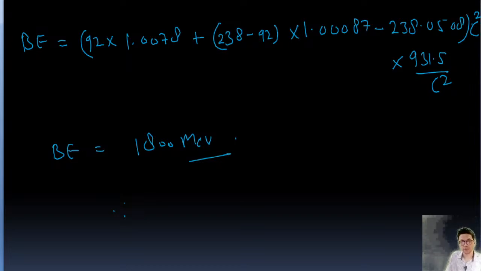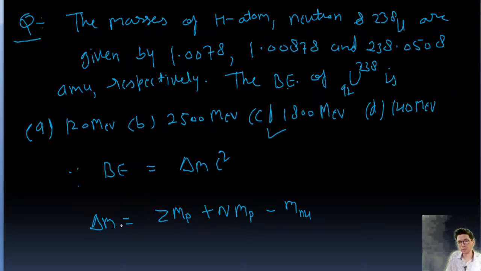I hope you have understood. Very simple question, right? We just need to know this binding energy formula. Delta M is ZMP plus the mass of neutron minus MNU, the mass of nucleus.